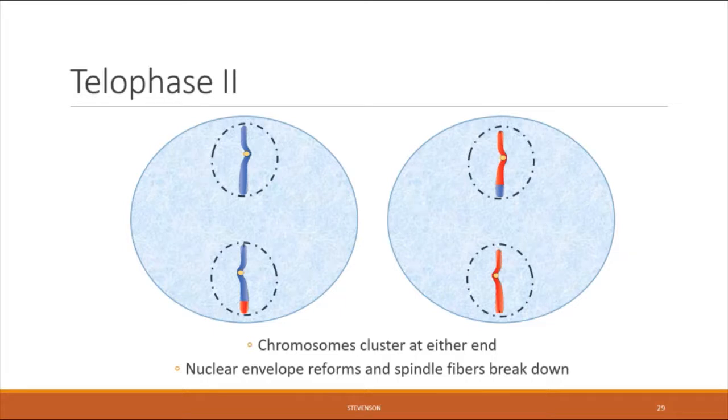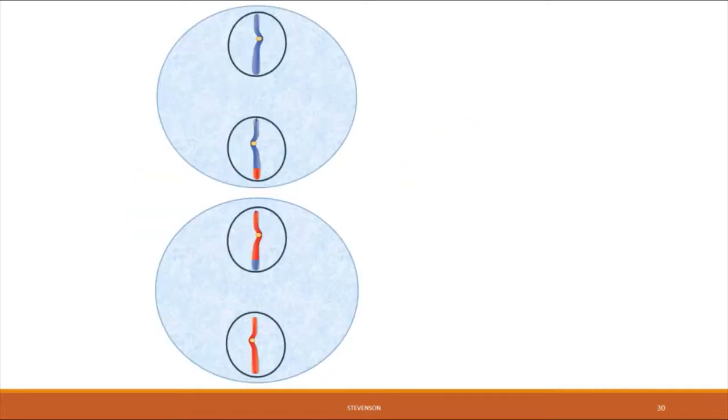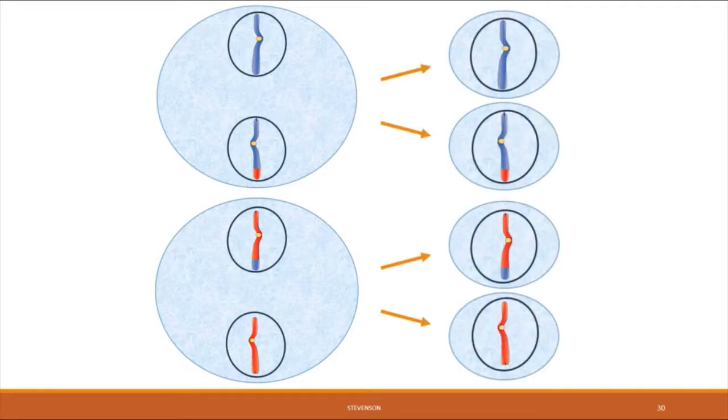And of course, the spindle fibers are broken down because they are no longer needed. Now we are left with two cells that each have two nuclei in them, and each of the two cells will undergo cytokinesis to form a grand total of 4 cells out of this process.